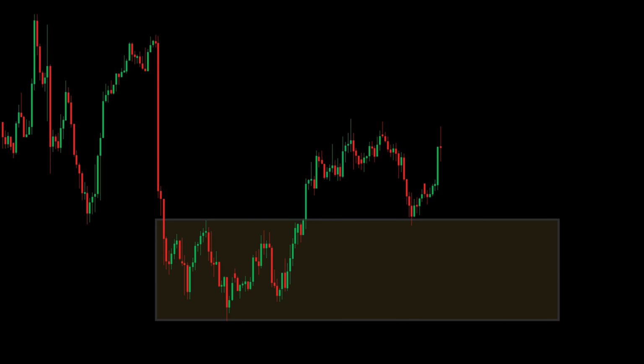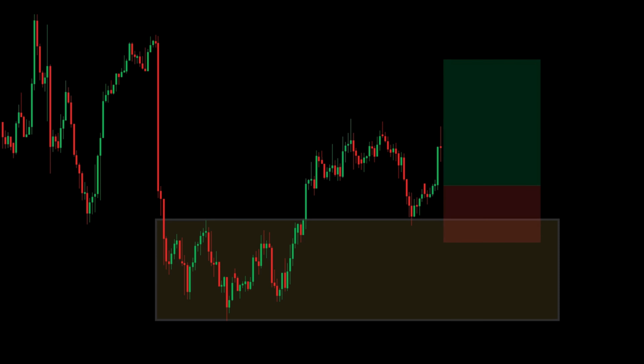Here's how to trade it. Place a buy stop just above the inside bar's high. This confirms bullish intent. Put your stop loss just below the inside bar to manage risk. If price falls below that level, the setup is invalid. Your target: the next key resistance zone where price might slow down or reverse.